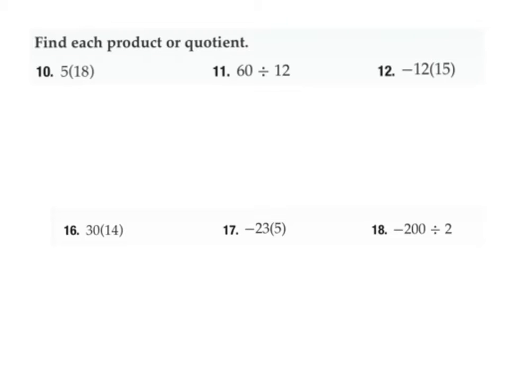So our rules for multiplication and division: if you have two positives, you get a positive answer. In this case, this is 90. Both are positive, so we divide. We get our answer. We have a negative and a positive, so we're going to get a negative answer, and so we multiply, and we get negative 180.